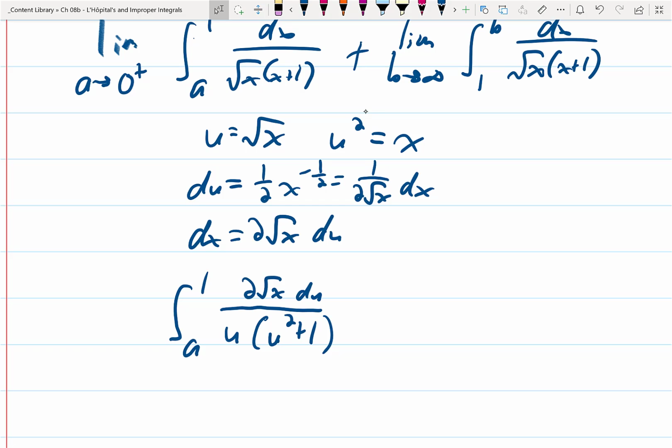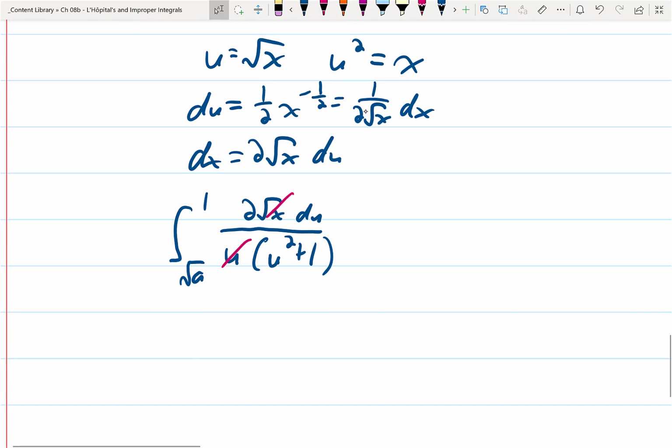Yes, Pakina? Does the limit have to change too? The limit itself, your limits of integration, they do. That's a nice call. U is equal to root x, so this becomes root a to 1. Isn't root x the same thing as u, though? So then those can cancel. And we can pull the 2 out.